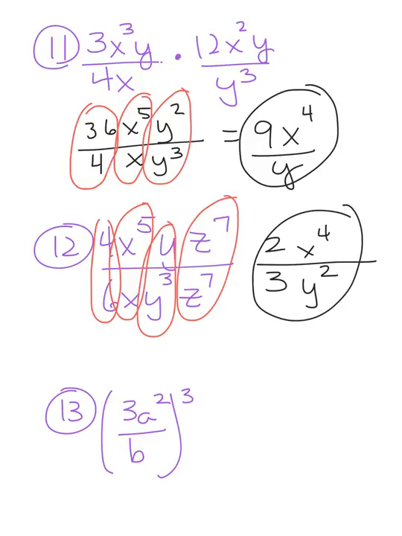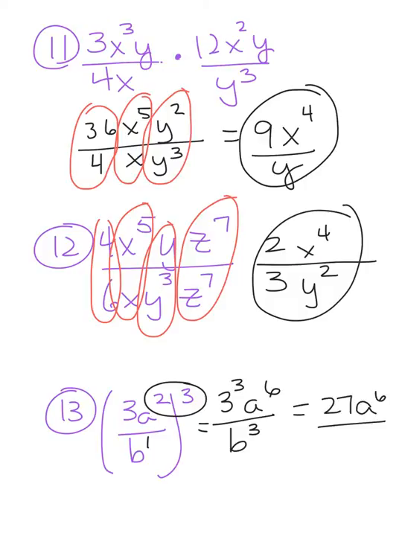Now let's look at our last problem for today, number 13. So again, remember when I have a fraction, every coefficient and every variable is raised to that power. So my numerator, I'm going to get 3 to the third, a to the sixth, remember a power to a power, I multiply, and then my denominator is b, so it's really b to the first, multiply that by 3, so I get b to the third. Now 3 to the third is 27, so I have 27, a to the sixth, b to the third is my final answer.